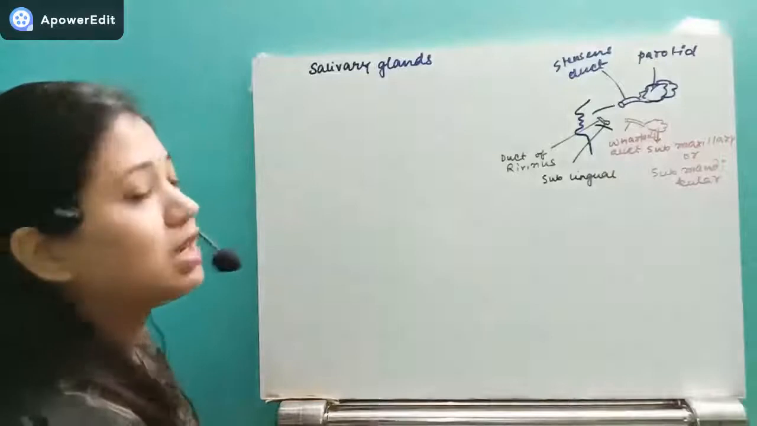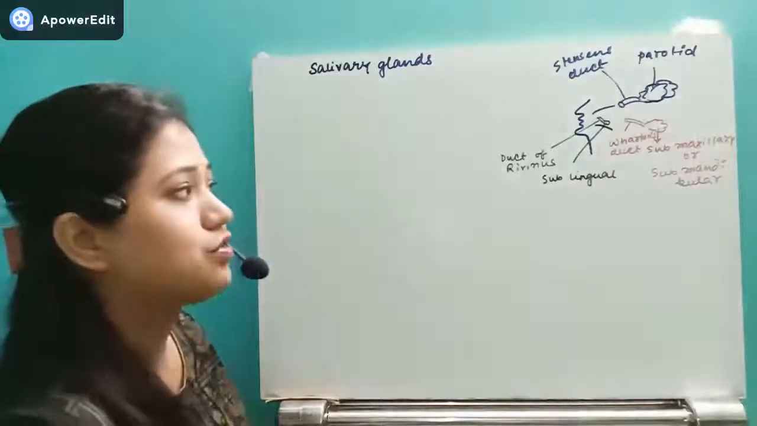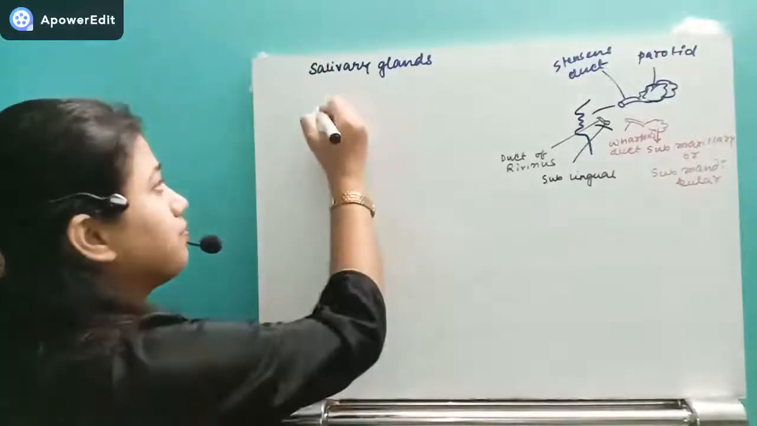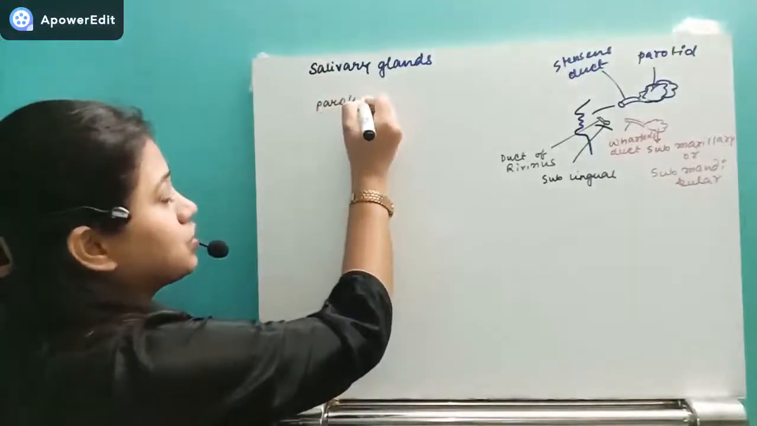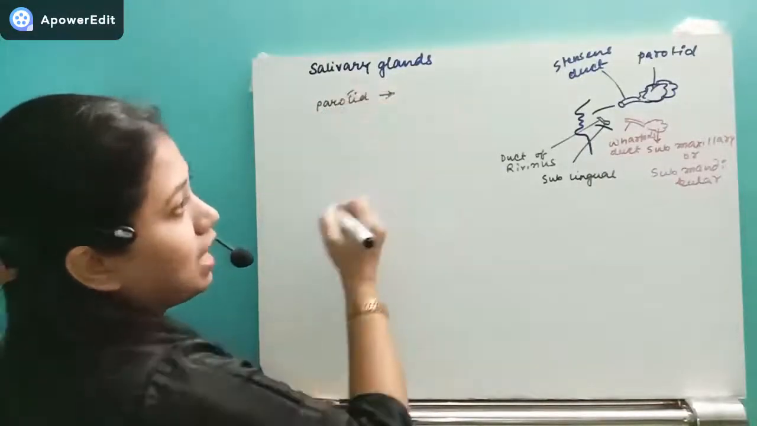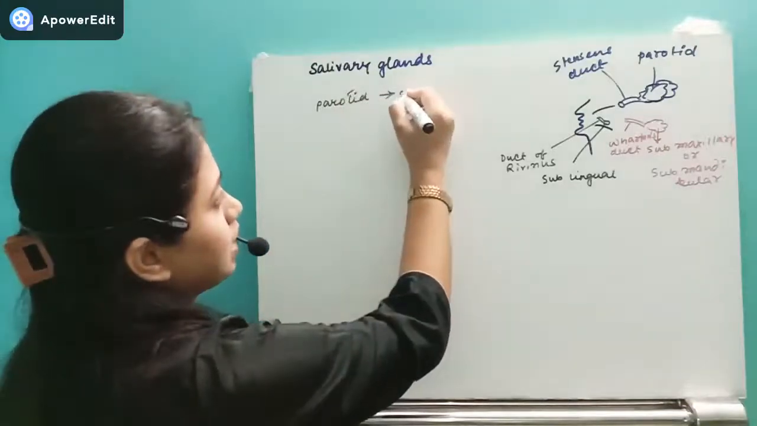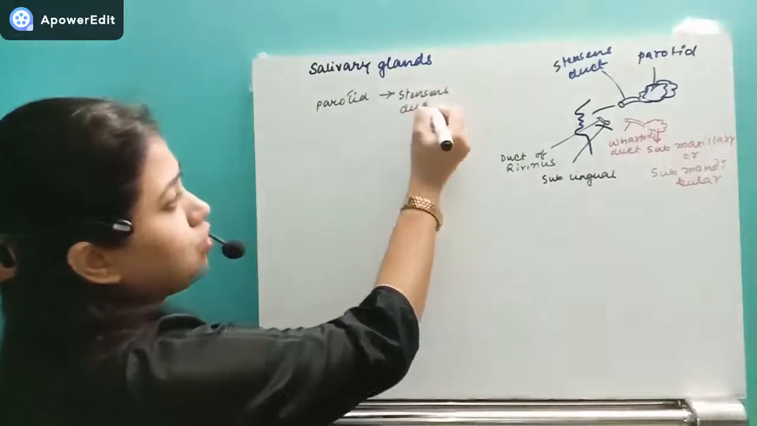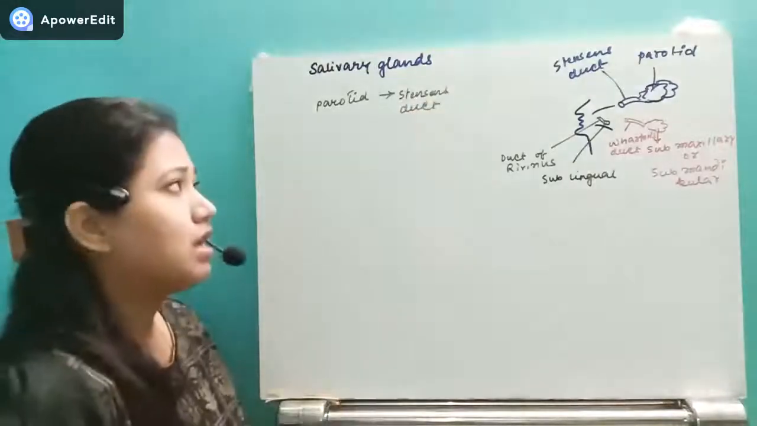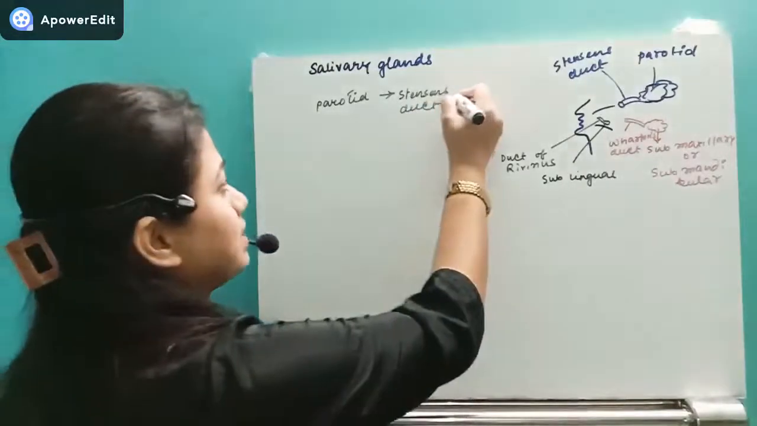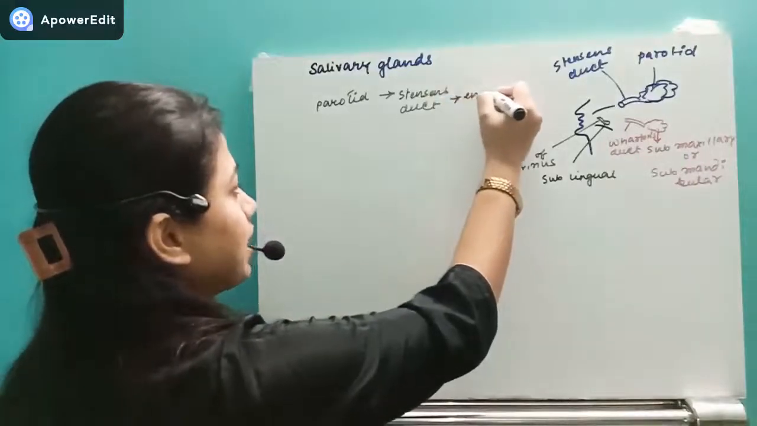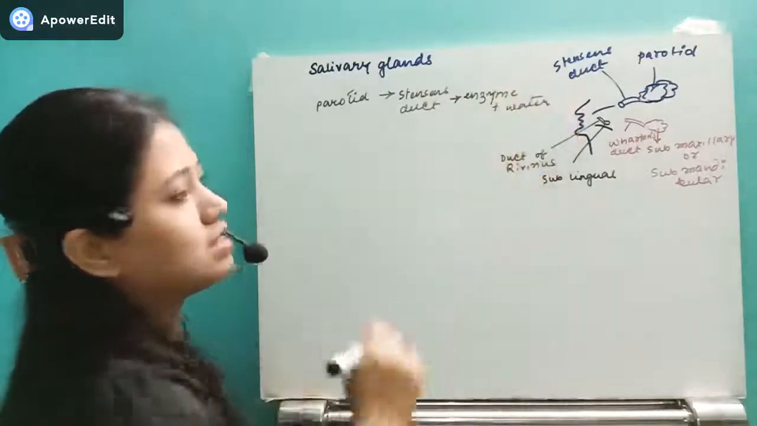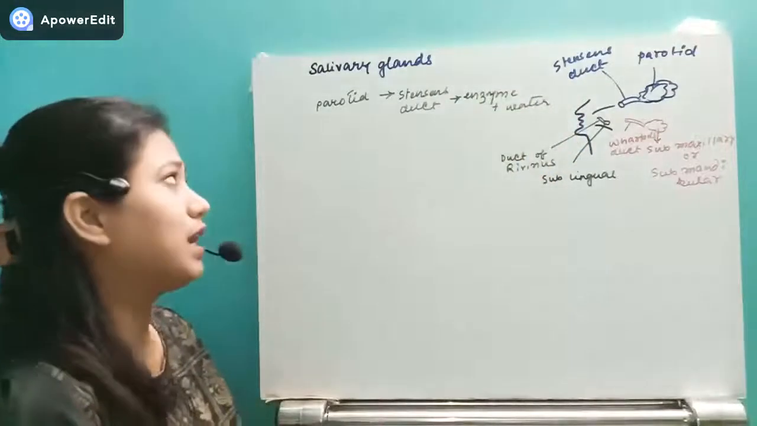Remember, how many glands do we have? We have three pairs of glands. What are they? These are the parotid, which is the largest gland. This parotid gland has the duct, and the name of the duct is Stensen's duct. It releases enzyme and water. What is the enzyme? That is the salivary amylase or ptyalin.